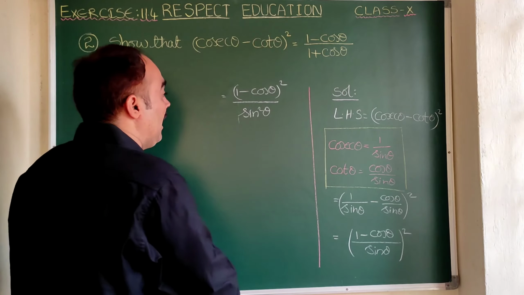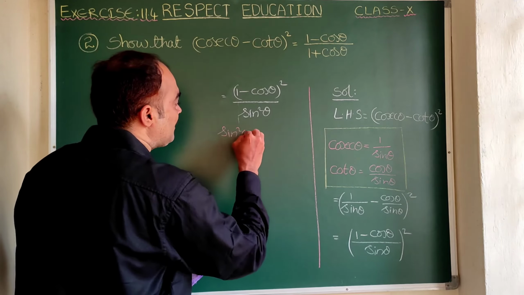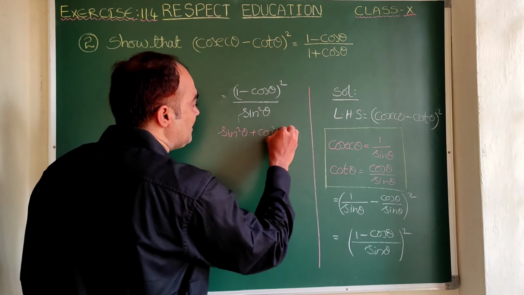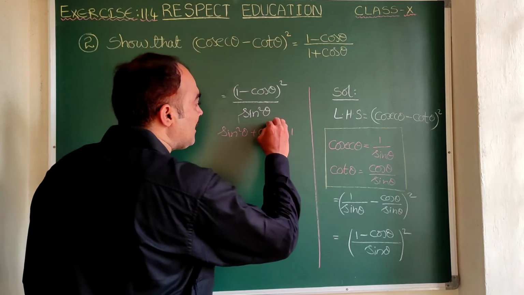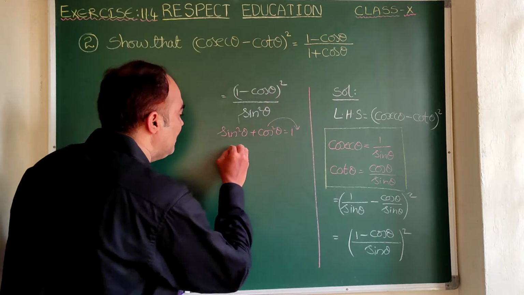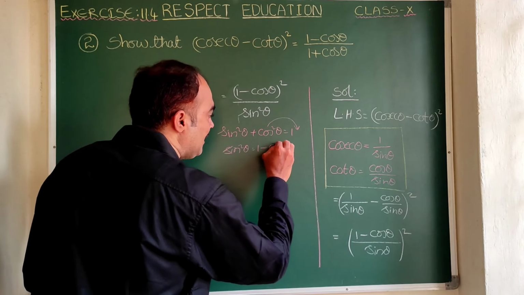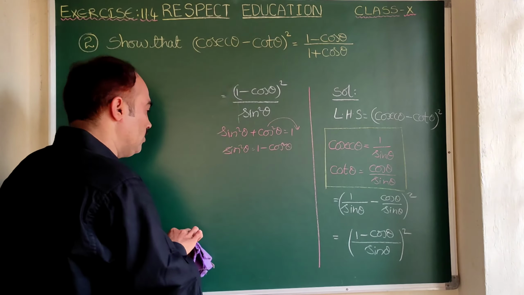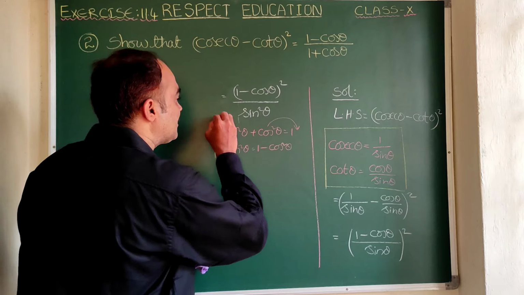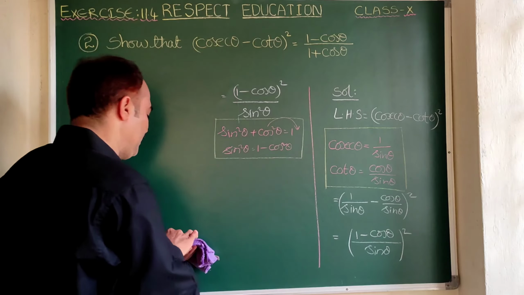We have another trigonometric identity, that is sin square theta plus cos square theta is equal to 1. Here we are in need of only sin square theta. Let us send this cos square theta to the right side. So sin square theta becomes 1 minus cos square theta. Is it clear? So we are going to replace sin square theta with this 1 minus cos square theta.